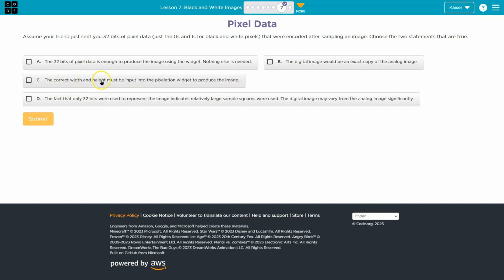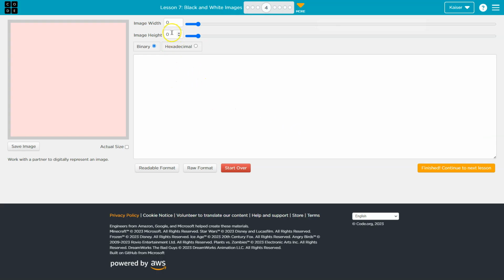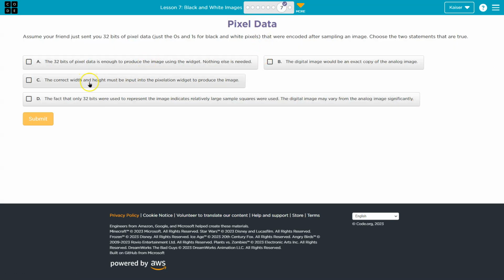The correct width and height must be input into the pixelation widget to produce an image. That one sounds... Okay, so we have two about the widget. Let me go back. Let's see. I know there was one here. Yep. Okay, let's go take a look at this. So, what do I notice right away? Well, can I do anything without a width and a height? Right? If it's all 0, can I make anything? No. Right? So, I need a width and a height to be able to produce anything. So that seems promising. The correct width and height must be input into the pixelation widget.